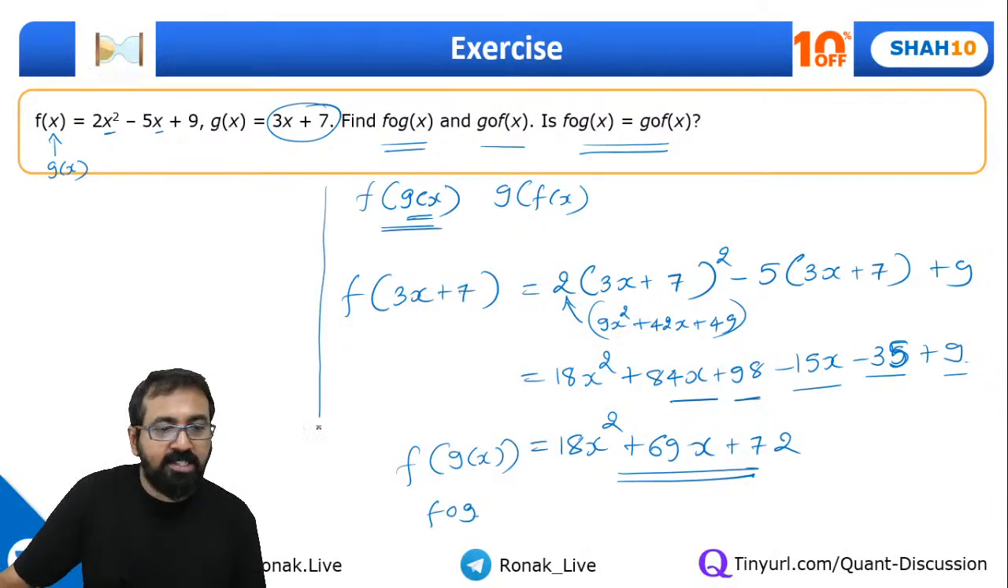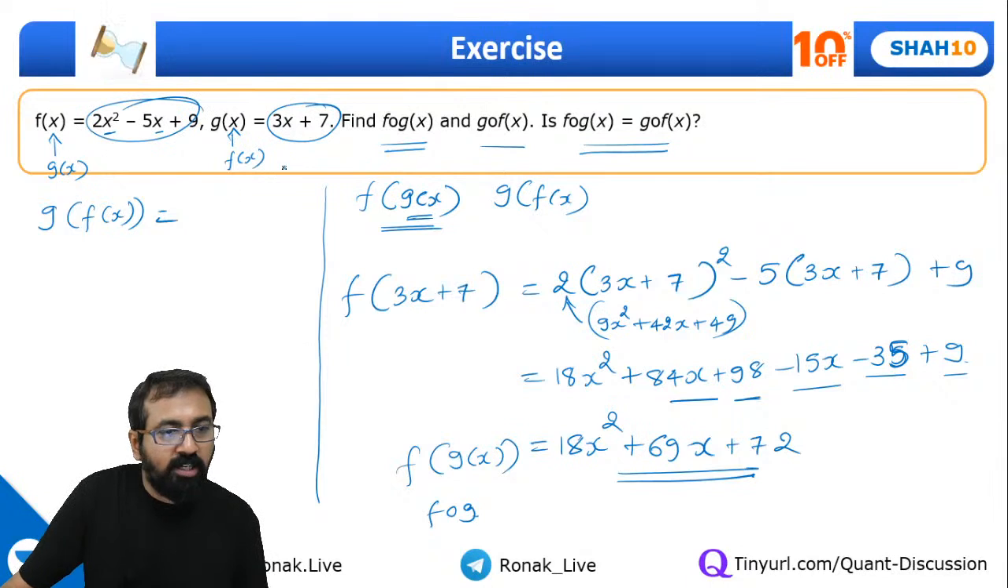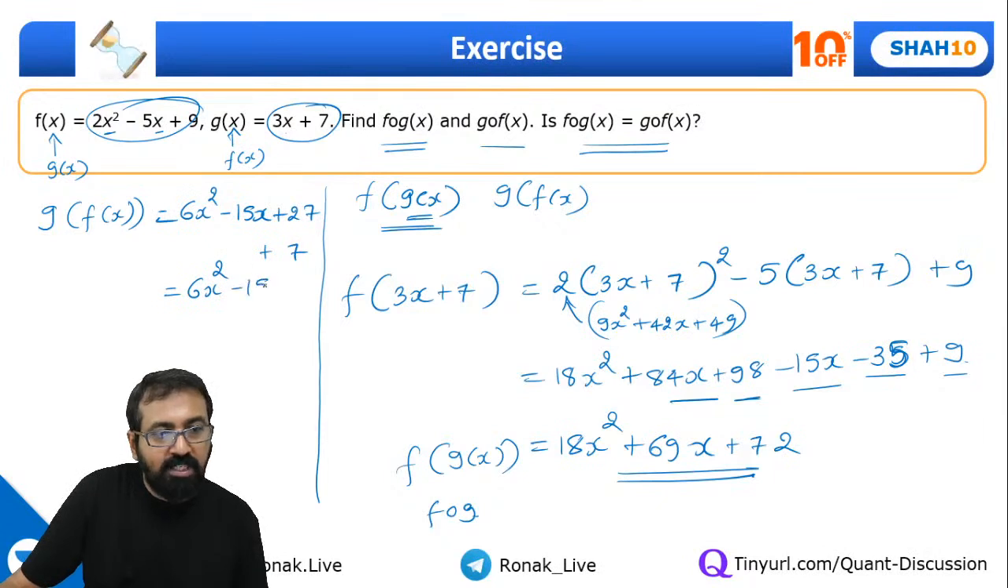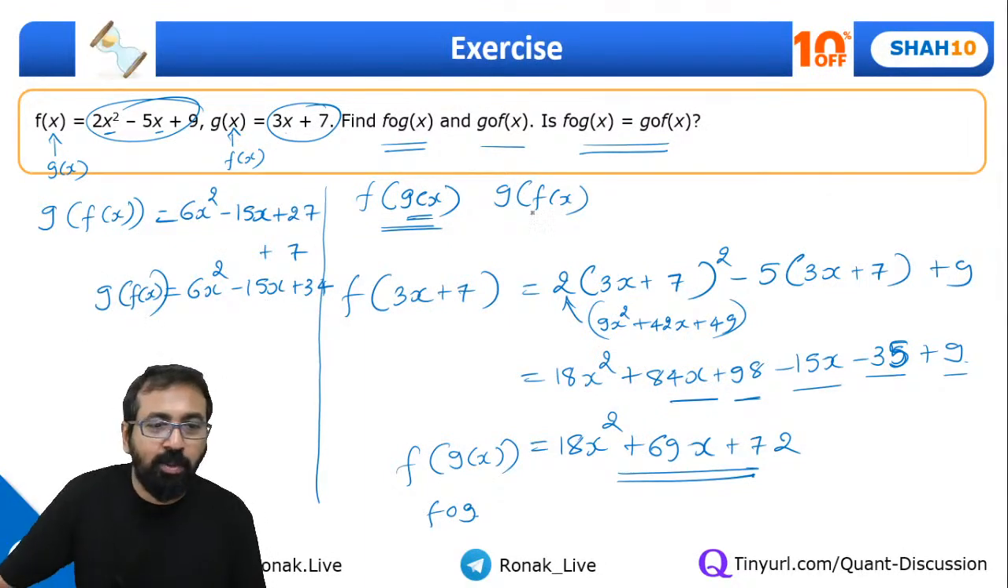Now same way, let's calculate g of f of x. G of f of x. That means in the g of x, instead of x, you need to put f of x. What is f of x? It's this one. So 3 into this one. Let me just directly write down. What is 3 times of this one? It will be 6x square minus 15x plus 27 plus 7. So this will come out to be 6x square minus 15x plus 34. This is your g of f of x, guys. So are they equal? No, they are not equal.